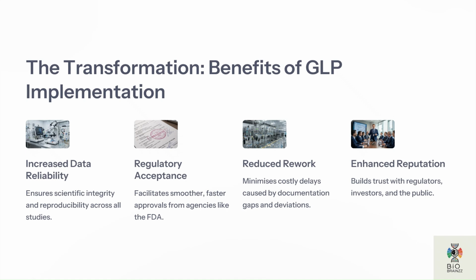Proper documentation and process controls reduce errors, investigations, and repeated studies. The fourth benefit is enhanced reputation. Regulators, investors, business partners, and customers gain confidence in the organization's quality systems. These benefits often outweigh the cost of implementing GLP programs.